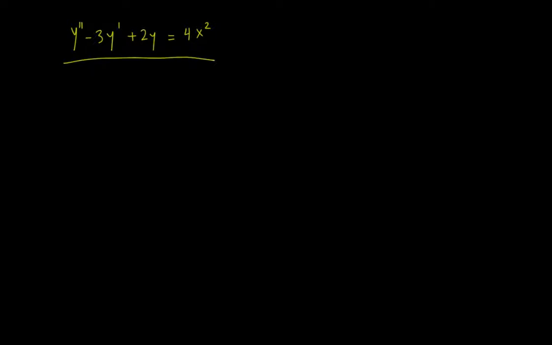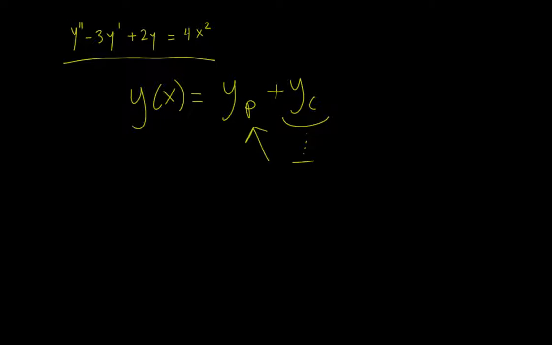Hey everybody, in this video we're going to be solving this ODE using the method of undetermined coefficients. The general solution is split into two parts: y sub p and y sub c. The y sub c is when you treat it as a homogeneous differential equation, so you just set the right side equal to 0 and solve for your linearly independent solutions. Then we move on to the y sub p, and I'll show you how we solve for that.